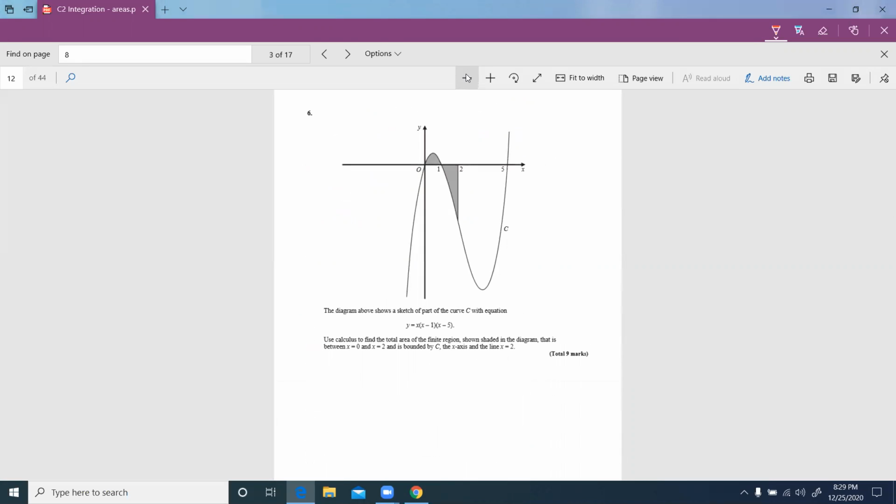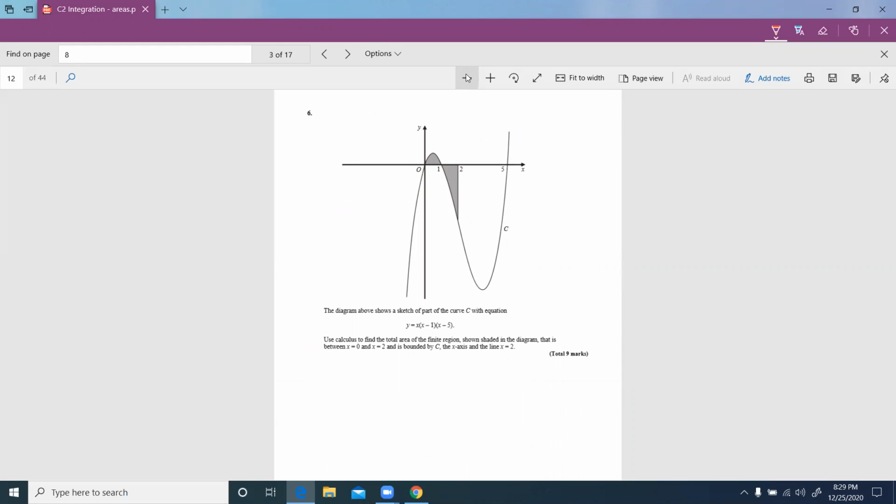What you can understand is that the diagram shows the sketch of part of the curve C with equation x(x minus 1)(x minus 5). Use the calculator to find the total area of the shaded region shown in the diagram.